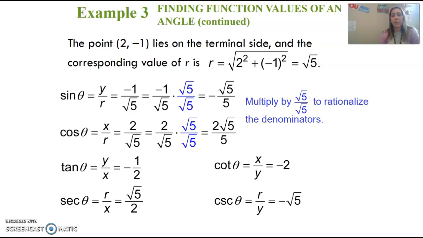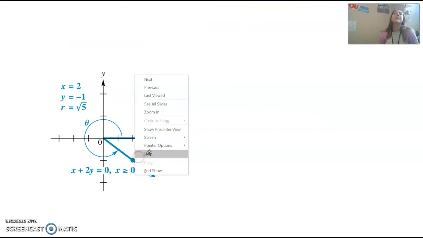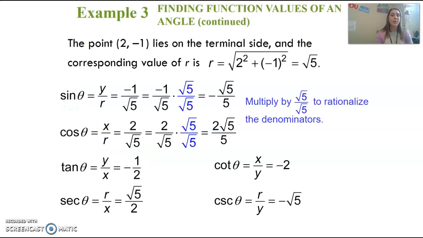Cosine is 2 times the square root of 5 over 5. Tangent was -1 over 2. Cotangent was -2. Secant was the square root of 5 over 2, and cosecant was -5. Notice that sine is negative, cosine is positive, secant is positive, cosecant is negative, tangent and cotangent are both negative, and that falls in line with, if we look at that picture, it being in that fourth quadrant, which would be cosine, and its reciprocal would be the only thing that is positive.